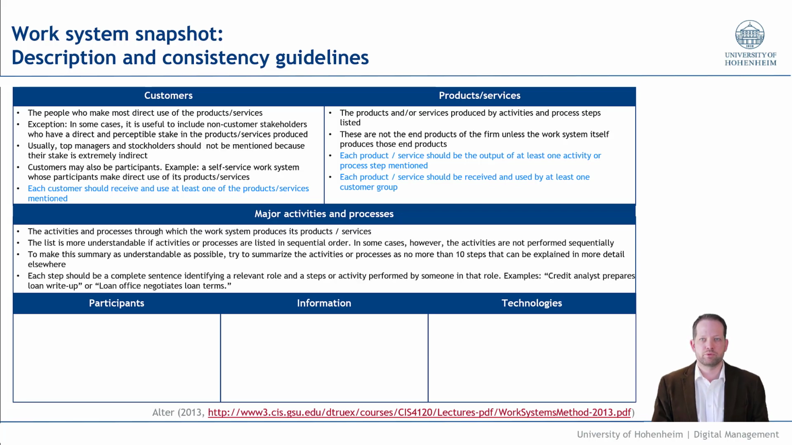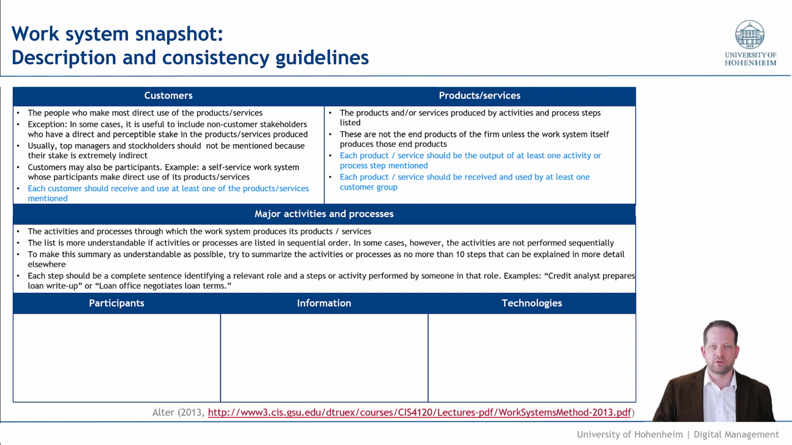Considering the major activities and processes, these are the ones through which the work system produces its products and services. The list is more understandable if activities or processes are listed in sequential order. I already mentioned that in the HR example, but this is not always possible. And to make it easy to grasp, you should typically try to have no more than 10 steps, 10 major activities or processes, which you can then describe in detail elsewhere. As you saw in the HR example, there were 12. The 10 is no hard rule, but a general rule of thumb.